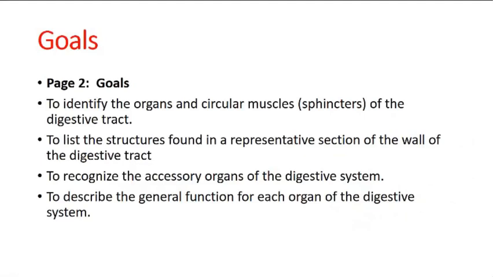The goals of this lecture are to identify the organs and circular muscle of the digestive tract, to list the structures found in a section of the wall of the digestive tract, to recognize the accessory organs that are involved with the digestive system, and to describe the general function of each organ of the digestive system, to know how they work together as a unit of an organ system.